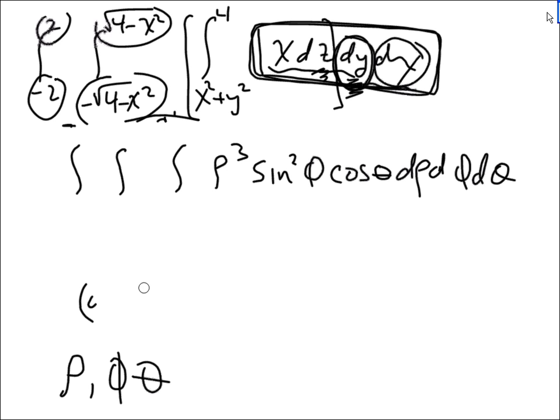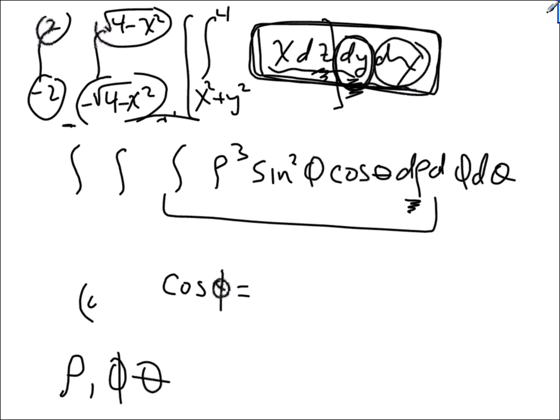So what does rho go between? Now, we know that the cosine of the angle, the cosine of phi, we know that the cosine of phi is always z over rho.